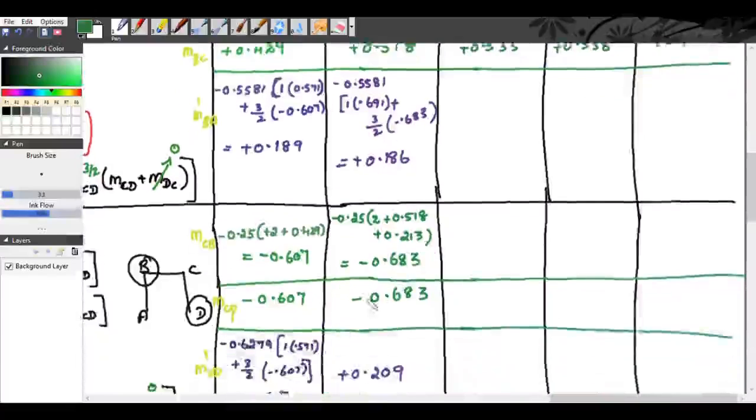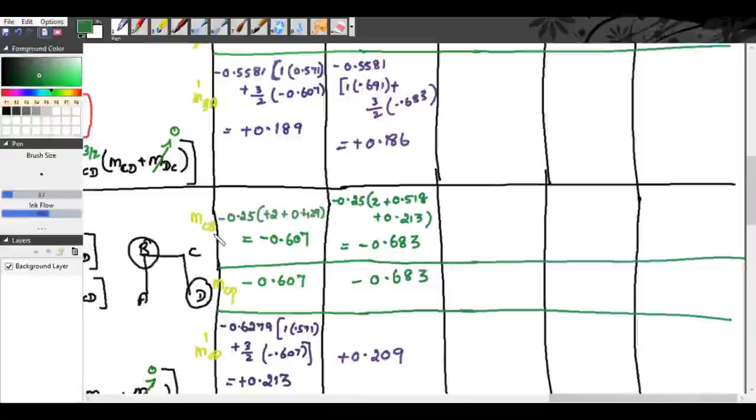Now, the rotational contributions for MCB. For the third iteration, MCB is equal to minus 0.686. Here both are same, so minus 0.686. For the fourth iteration, minus 0.684. For the fifth iteration, minus 0.683.